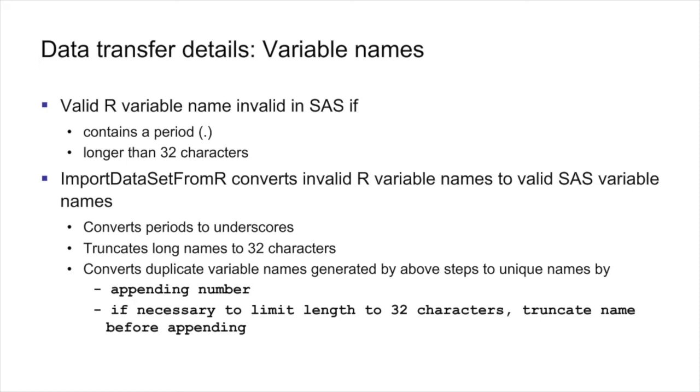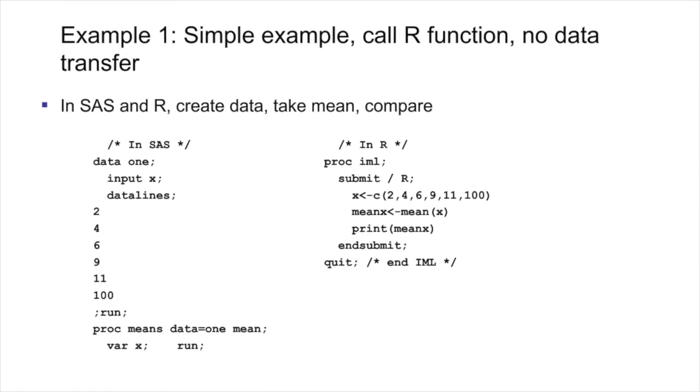Okay, we've given all the background. Now let's look at some simple examples. And first of all, our simplest example, the first one here, is just kind of a proof of concept. We're not going to transfer any data. We're just going to do the same work in SAS and R just to show you how it would work.